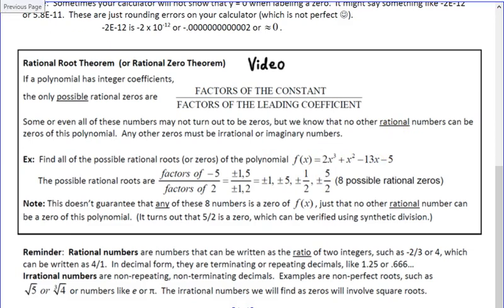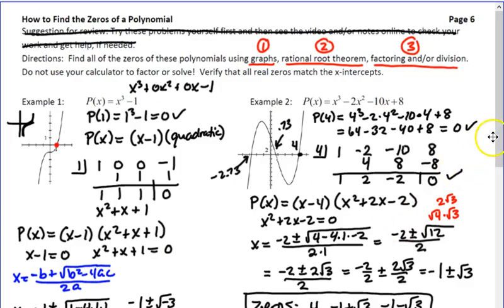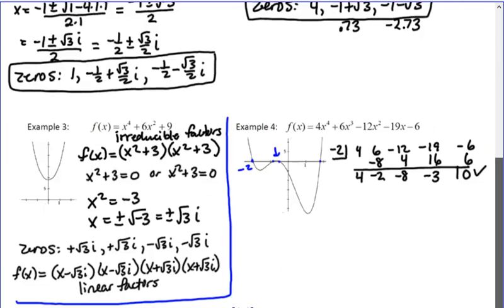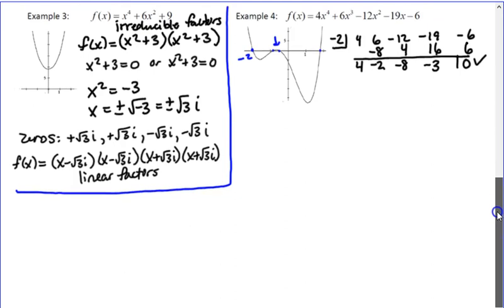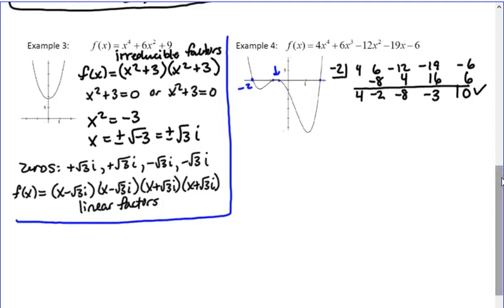I'm not going to go into this in much detail because there is a separate video on this that you can look at. I definitely want you to watch that. But let's just go ahead and apply this rational root theorem in this situation. So it says our only possible zeros are factors, and I guess I could explain.